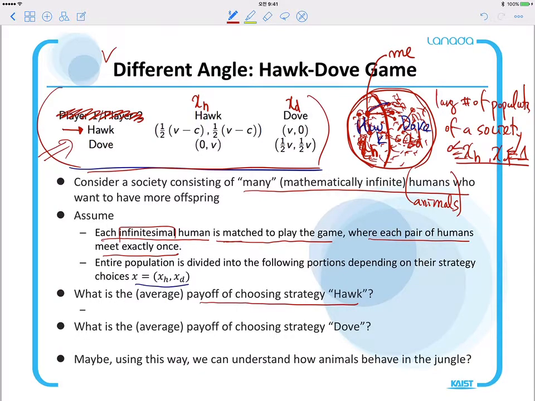Alright, then what is the average payoff of choosing the strategy of playing hawk? That is xh multiplied by (1/2)(v minus c) plus xd times v. Is that right? Well, you can interpret this game as: the entire population is n, and xh is the portion of the people that chooses hawk. Then we can just normalize by n, where n goes to infinity. If we normalize that, that's what I mean by average.